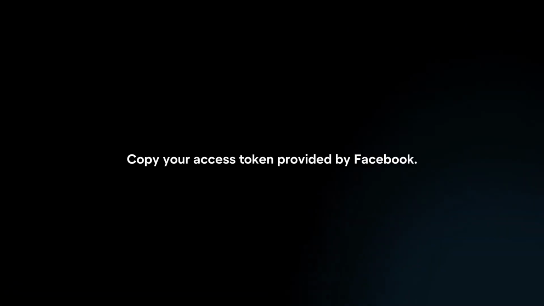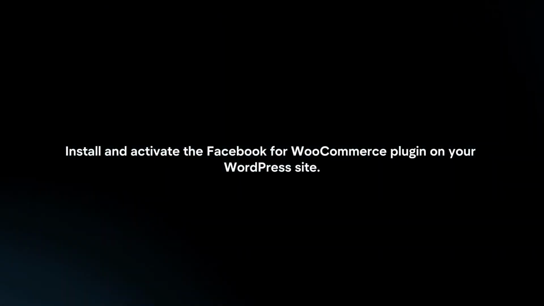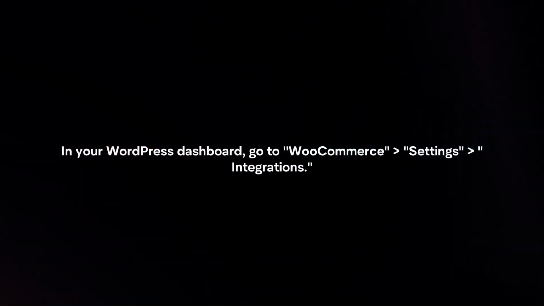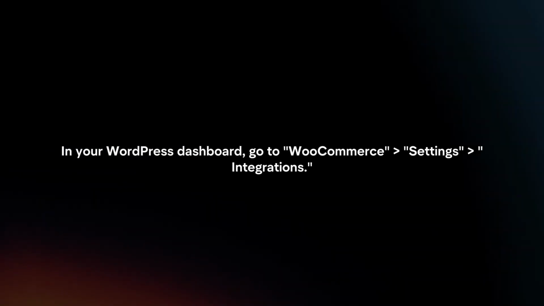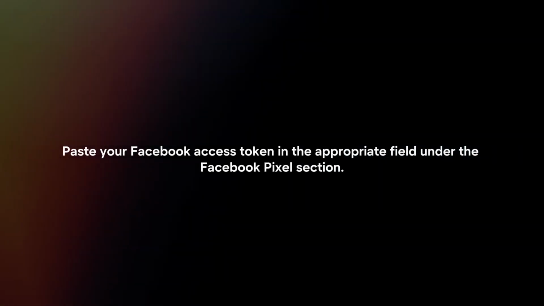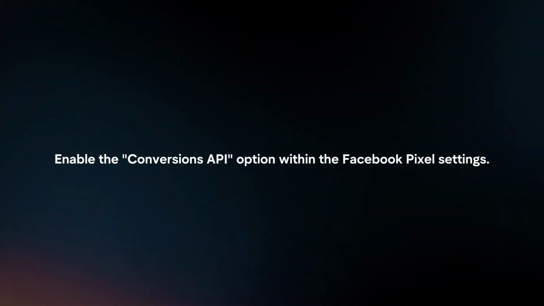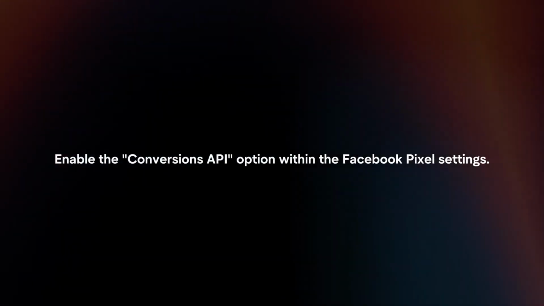Copy your access token provided by Facebook. Install and activate the Facebook for WooCommerce plugin on your WordPress site. In your WordPress dashboard, go to WooCommerce, Settings, Integrations. Paste your Facebook access token in the appropriate field under the Facebook Pixel section. Enable the Conversion API option within the Facebook Pixel settings.